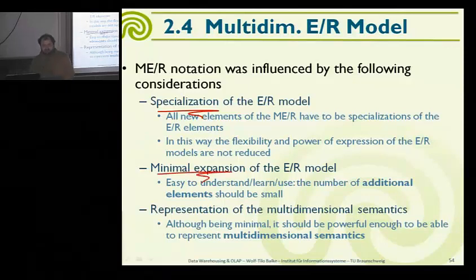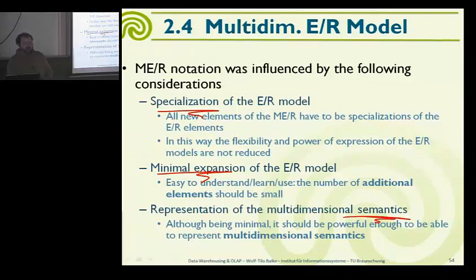It should of course be a minimal expansion, because if you duplicate ideas from the ER model with the same or roughly the same ideas from the multidimensional model, right? Then you gain nothing. You just have confusion on the user side how to model something. If there are two ways to model the same idea, there might be a certain physical difference in how it is actually built into a logical model, right? The user doesn't know about that. The modeler doesn't know about that, and this is kind of difficult. So the number of additional elements should be as small as possible. And then you have the representation of the multidimensional semantics. So that is kind of the interesting point.